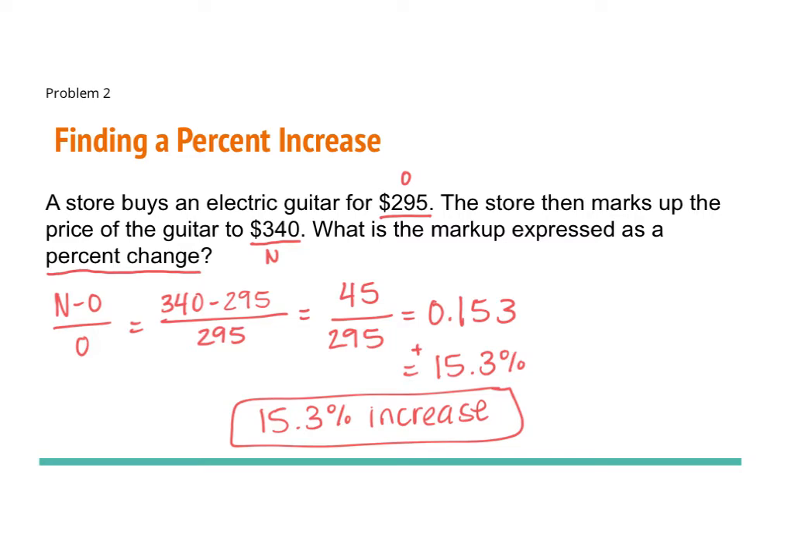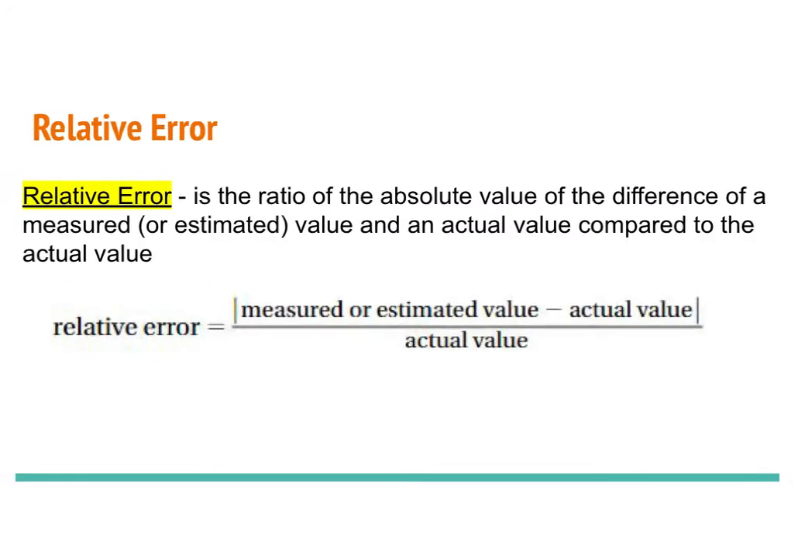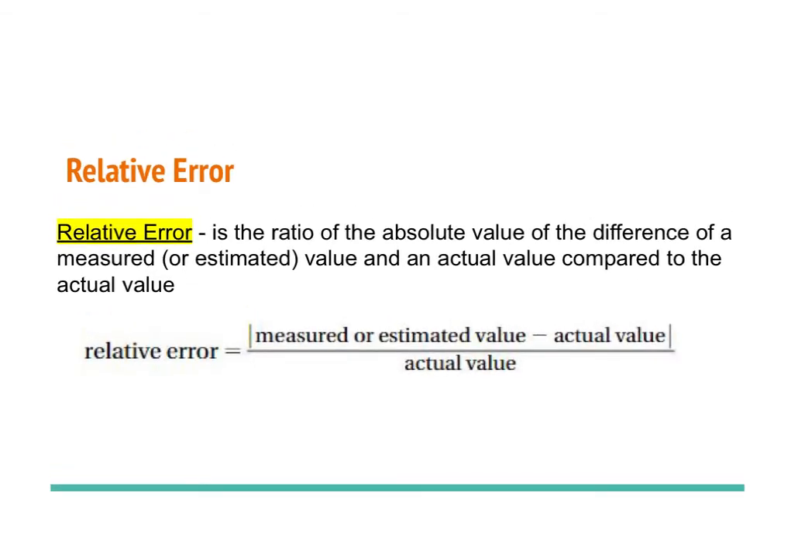Okay, moving on to relative error. Relative error is the ratio of the absolute value of the difference of a measured or estimated value and an actual value compared to the actual value. So relative error equals the absolute value of the measured or estimated value minus the actual value, over the actual value. It looks very similar to the percent change formula, but our new is now our measured, and our actual is now our old.